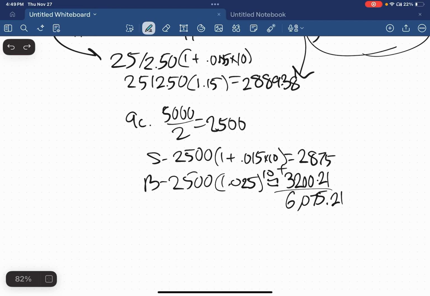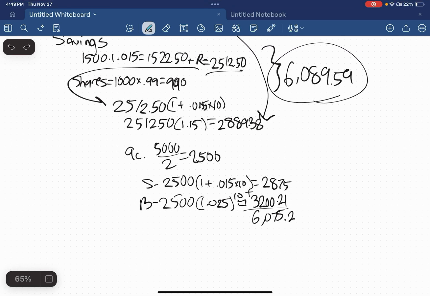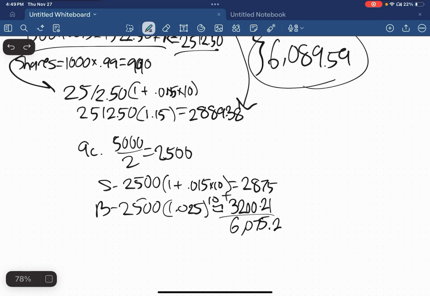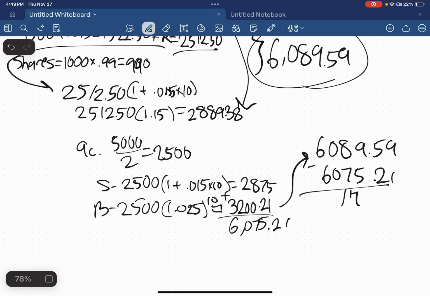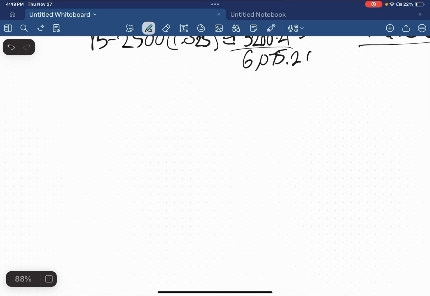It's asking us to compare and see. Is it asking us to compare? Yeah, how much more money he would have made if he just divided them up evenly. And he actually doesn't end up making more money during the subtraction here. He gets 6,089.59 minus 6,075.21, and that's $14.38. So his original parent gave him more money. That's the answer to that.